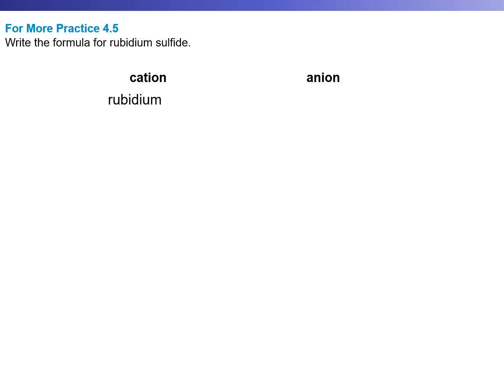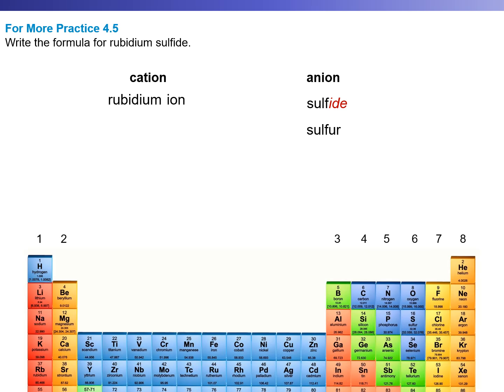And how do we name a cation? Well, we take the name of the element and we add the word ion to it. And then for our anion, we've got sulfide. Now we know that sulfide comes from sulfur, but first let's look for rubidium. Rubidium is here. It's a first column element, and that's pretty simple because we know that anything in that first column is going to form an ion with a +1 charge.